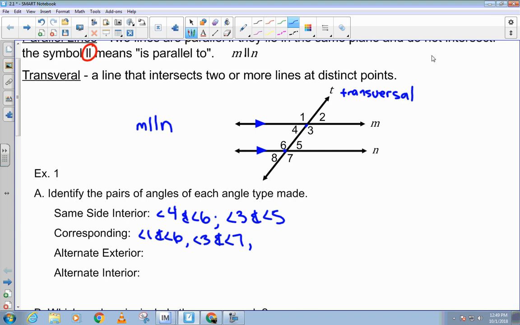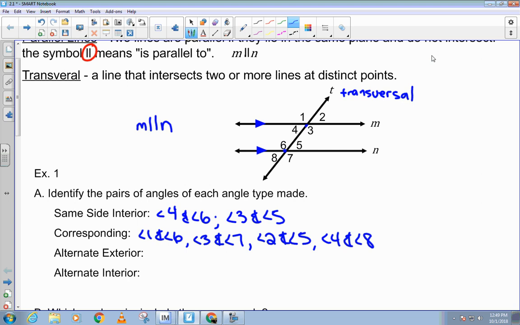Give me another pair. There are 4 pairs of corresponding angles. Angle 2 and angle 5. And there's one more pair. 4 and 8. Alright, so those are my corresponding angles. Same side of the transversal, same side of the parallel line.